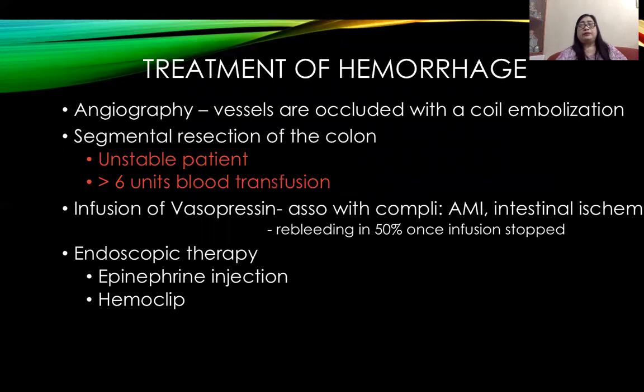Treatment of hemorrhage: by angiography, the vessels are occluded with coil embolization. That's how they do it. Segmental resection of the colon is for patients who bleed massively, become unstable, and require more than 6 units of blood upon admission or during the episode of bleeding. These are strong candidates for surgical correction.